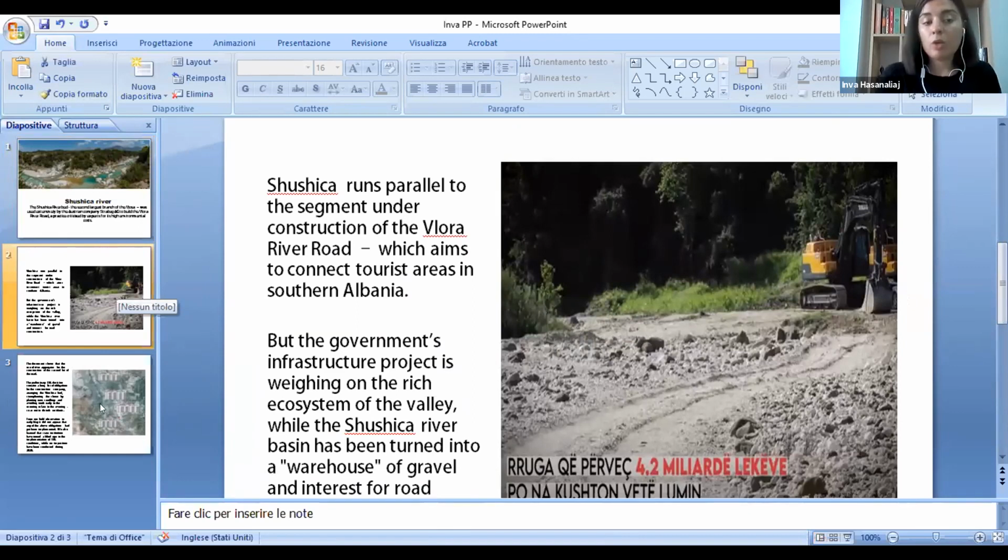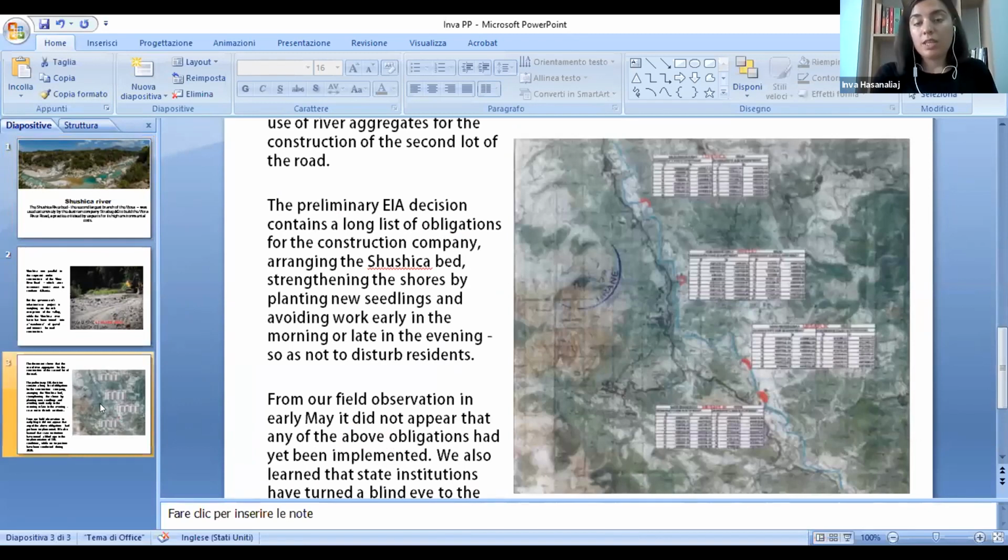The thing is that, if you see this map, there are different points where the agency of environment has made a contract with the company to use the inerts in different parts of the river, so they cannot damage the river. But the thing is that the company was taking the inerts always from the same point of the river, just to cut the cost, because they thought it would be much easier to take the inerts at point A rather than at point D, which was far away from the location where they were doing the works.